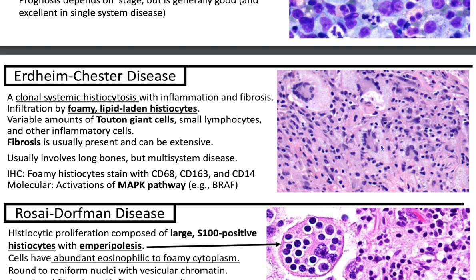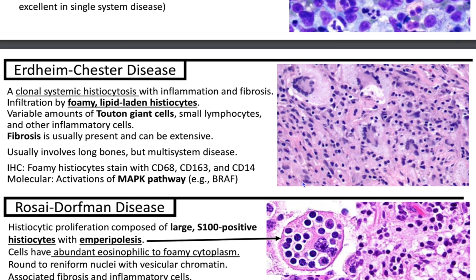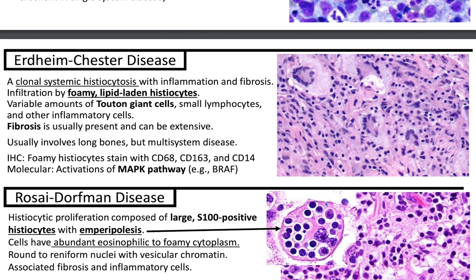Usually involves the long bones, but there can be multi-systemic disease. The foamy histiocytes will stain with CD68, 163, and CD14. And molecularly, it also has activations of the MAPK pathway, including your BRAF.